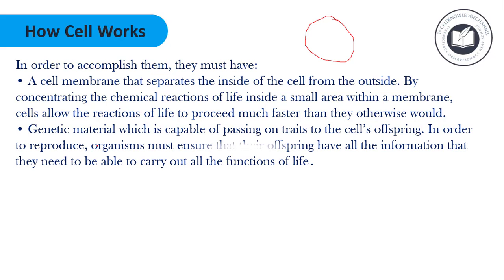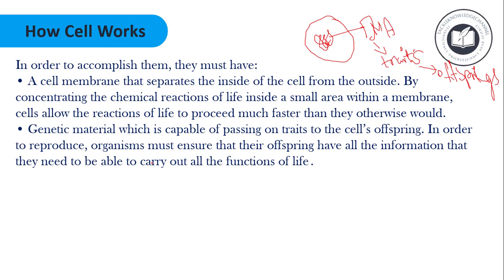Now next, genetic material which is capable of passing on traits to the cell's offspring. As we know, it has genetic material, which we will call DNA. This is the genetic material which is capable of passing the traits to the offspring, right? So it is passing the traits to the offspring.